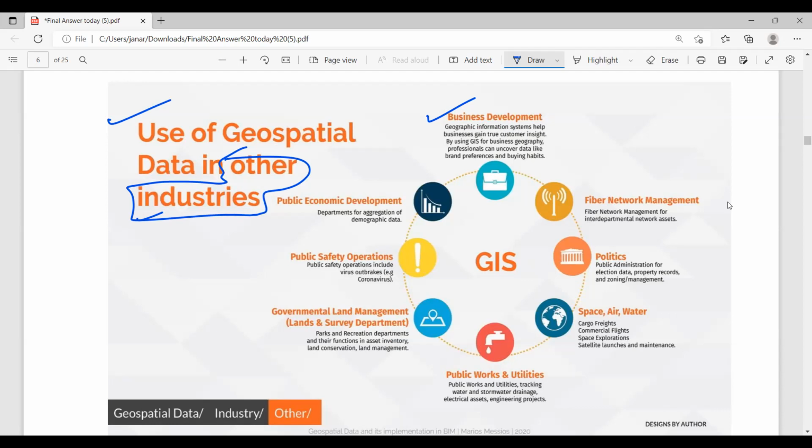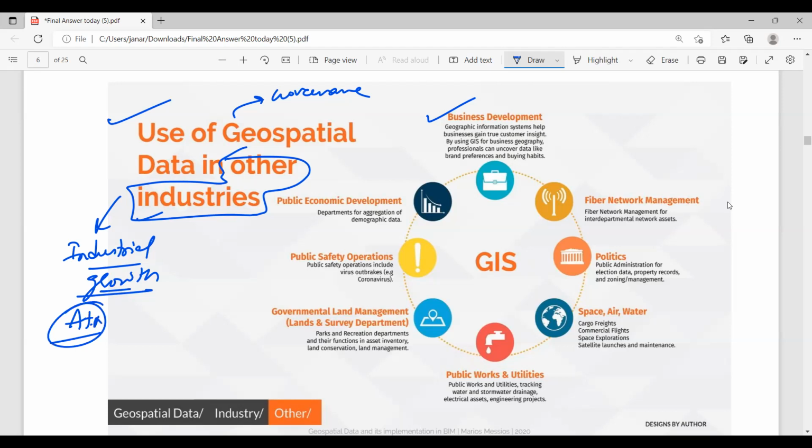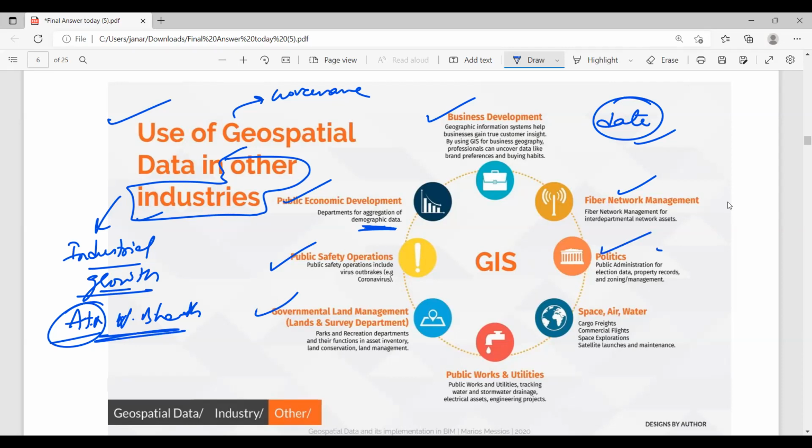So applications of geospatial data for governance, like that, or one or two themes, or for industry, how can they fasten industrial growth? How can they enhance Atmanirbhar Bharat? Like that also they can ask. Fine. So various industrial applications, land management, public safety, economic development, demographic data. Data is everything, right? We are a knowledge economy now. So fiber network, see who is the supplier, where is the demand-supply gap, that also can be done. Public policy, property records, zoning, movement, space, air, water, fantastic. It itself is a very big theme.